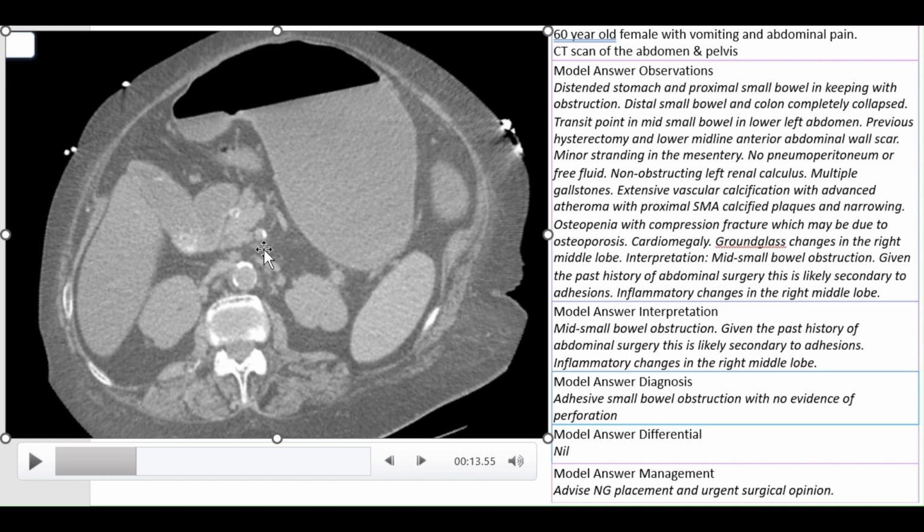Can you see the calcified plaques and narrowing? Calcified plaque and narrowing of the superior mesenteric artery.